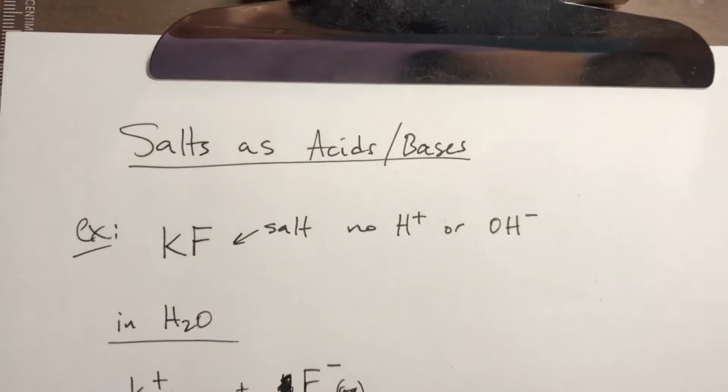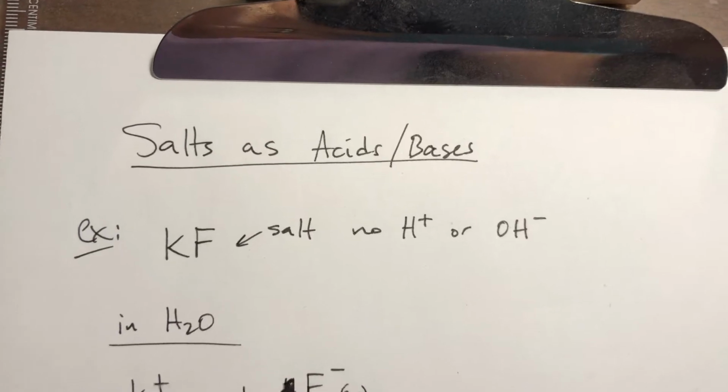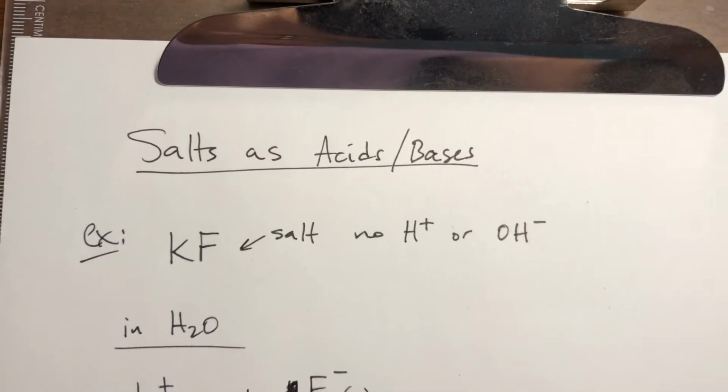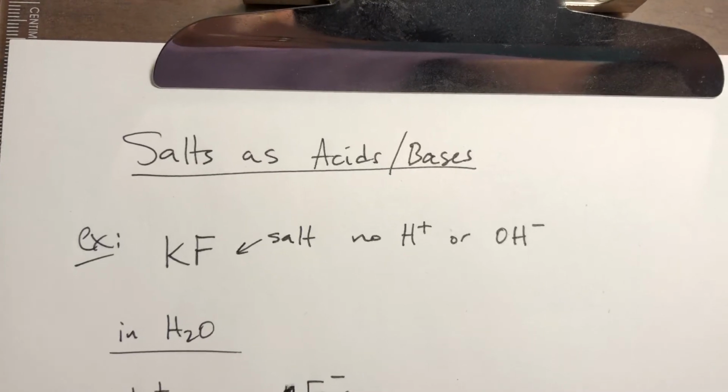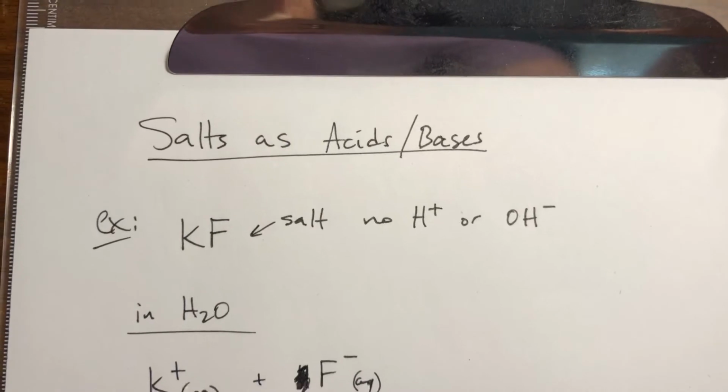Alright, today we're going to talk about salts as acids and bases. So we talked about strong acids, strong bases, weak acids, and weak bases. It turns out that salts can be acidic or basic as well. The example we're going to look at for this is KF, potassium fluoride.